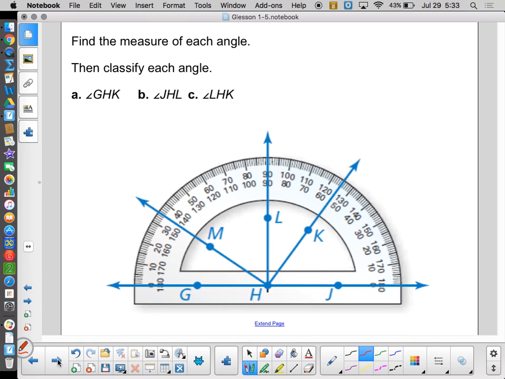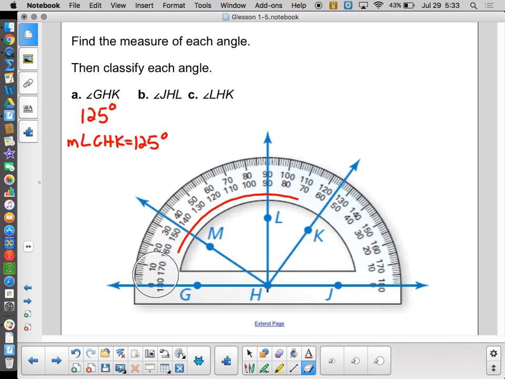I want GHK, so let's find it. G to H to K. Let's highlight that one. Okay. It starts here at 0, counts up to 125. And again, maybe I'd say measure of angle GHK equals 125 degrees if I was writing this on my paper.